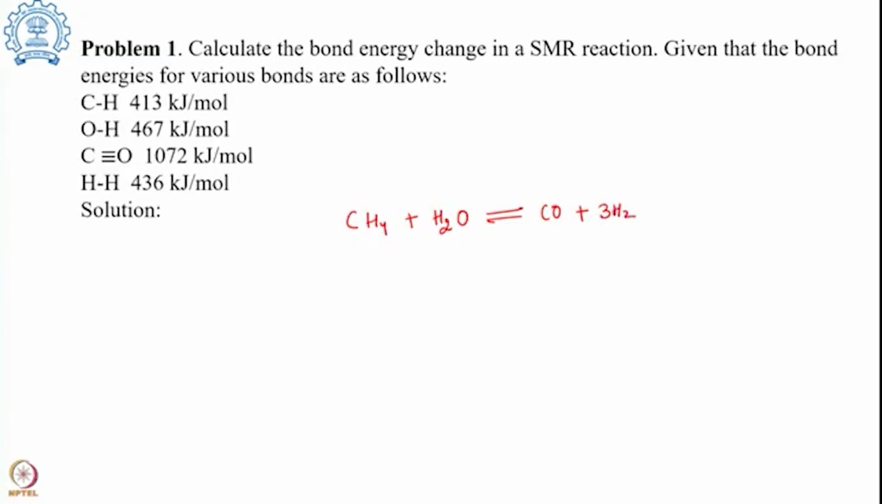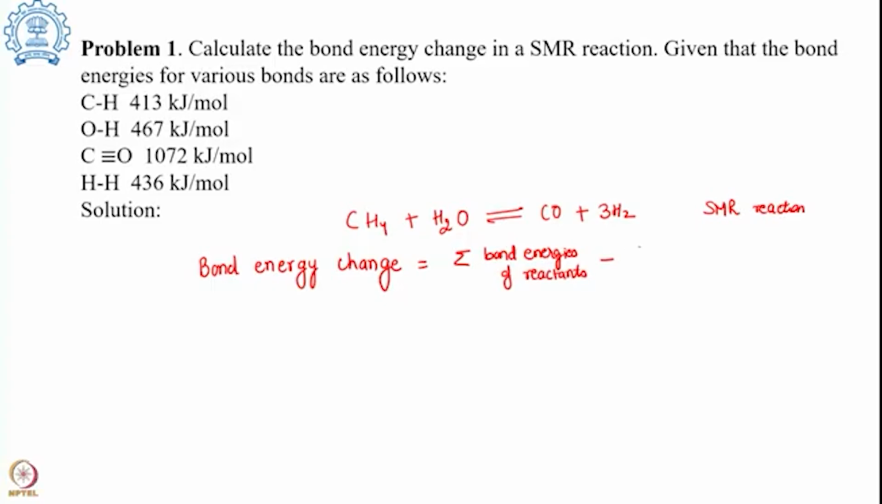Now, if we look at this reaction, which is the SMR reaction, how can we find the change in the bond energy? The bond energy change can be obtained by finding the difference in the bond energy on the reactant side and that on the product side.